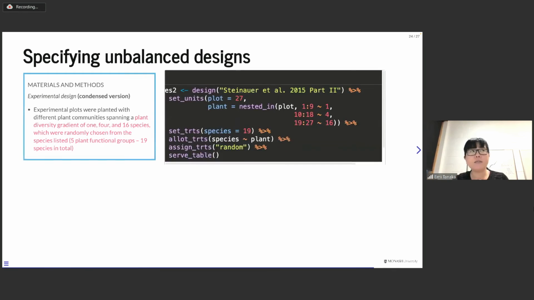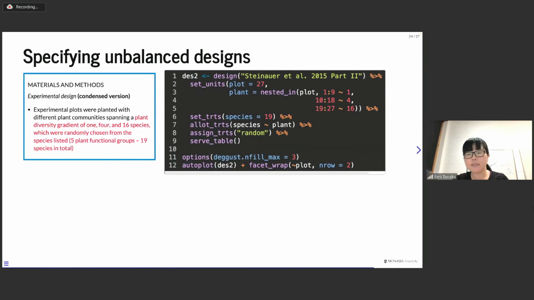Now, another thing you can do is an unbalanced design as well. And the syntactic sugar for this, I think, has made it a little easier than the way you would typically do it in a procedural programming style. So in this particular experiment, we had plant diversity with 1, 4, or 16 species. And these species were taken from a random choice of 19 species, right? So I could create a similar scenario based on this.